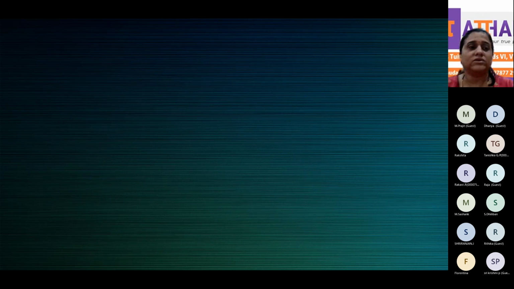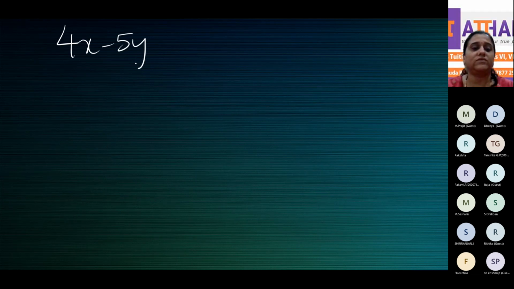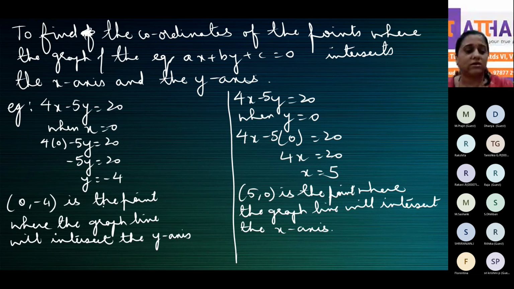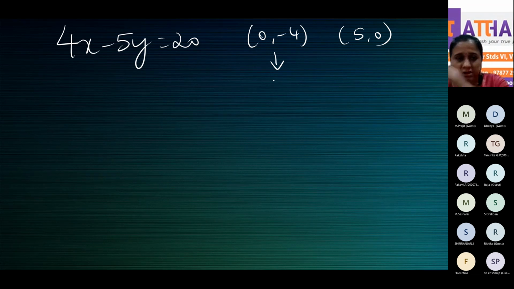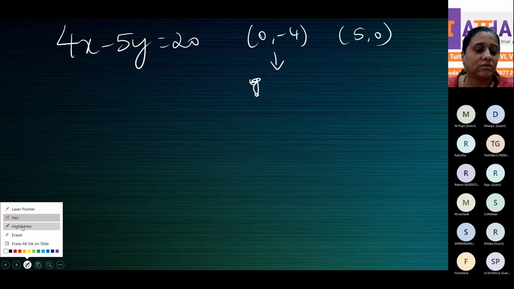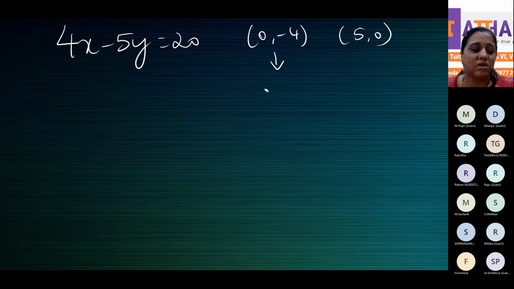Okay, so now see this, students. 4x minus 5y is equal to 20. What do we have? 0 comma minus 4, 5 comma 0. Where is the x coordinate 0? On the y-axis. So this is where it intersects the y-axis. And this is where it intersects the x-axis.